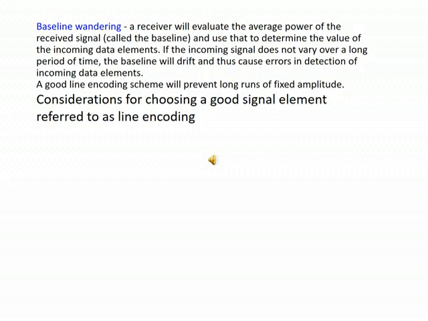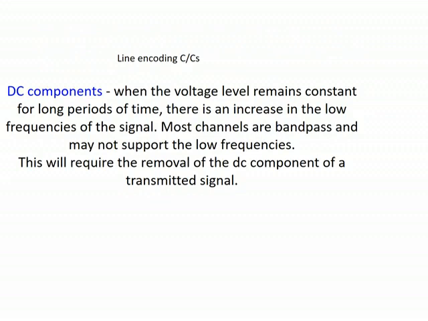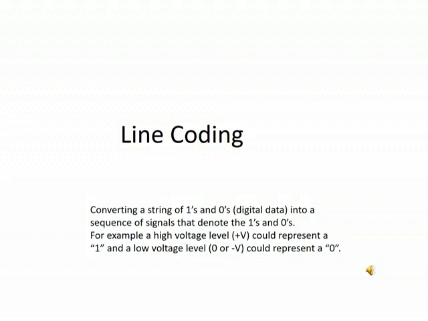Line coding is converting a string of 1 and 0 digit data to a sequence of signals. This means the signals are in digital format. They are 1 and 0. Digital signals only contain 1 and 0. The 1 and 0 data need to be converted to a sequence of signals, so there will be a line coding system. The sequence of signals denotes the ones and the zeros.